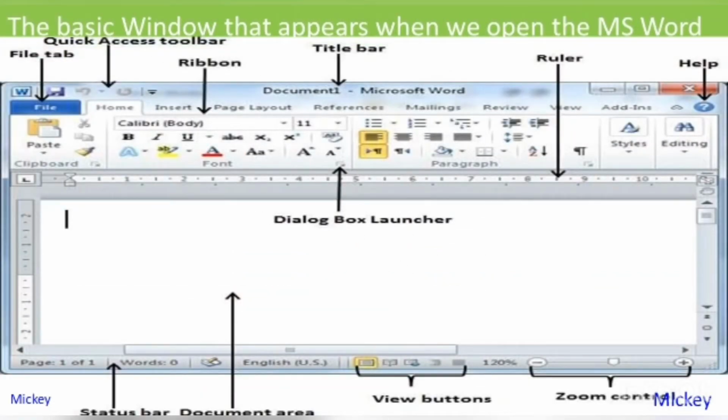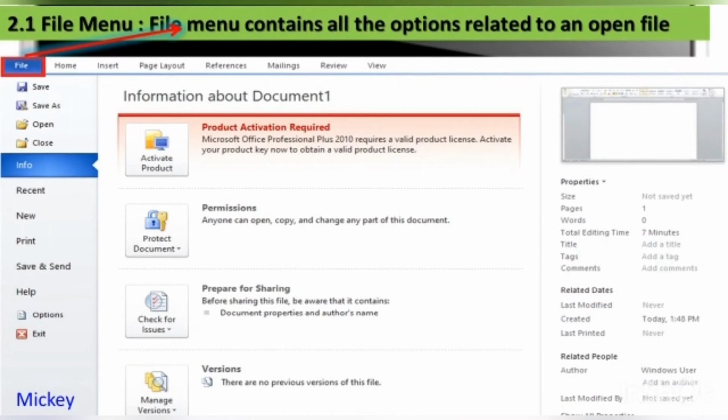You'll see that this kind of window screen appears. This is the MS Word application program. There are various options such as File tab, Insert, Home, a Quick Access toolbar, a status bar, the document area wherein we will type our work, a ruler, title bar, etc. First, let us begin with the File menu. The File menu contains all the options related to open, save, print a file.